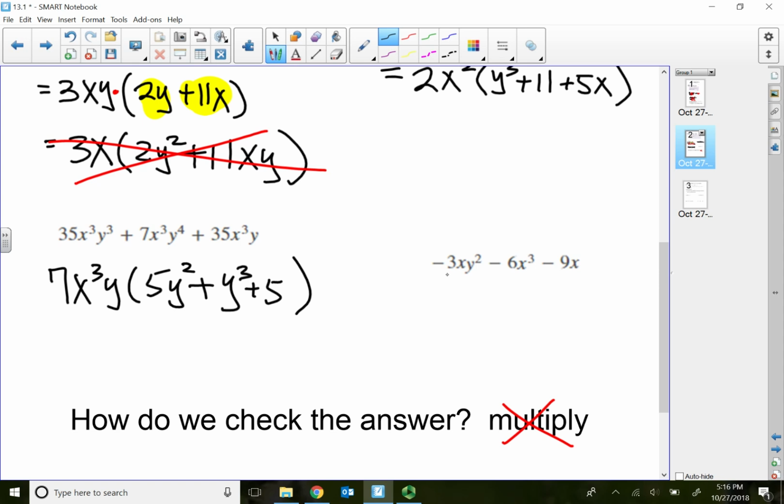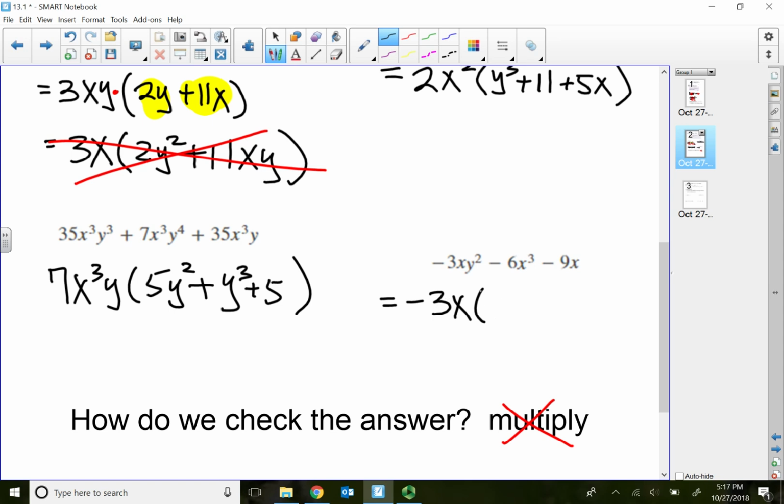All right, between -3, -6, and -9. Since all three terms are negative, I can factor out a negative. Between 3, 6, 9, I can factor out a 3. x is repeated between all three terms, so I'm going to factor out an x. y did not repeat between all three terms, so I'm not going to factor out any y. So let's see what's left.